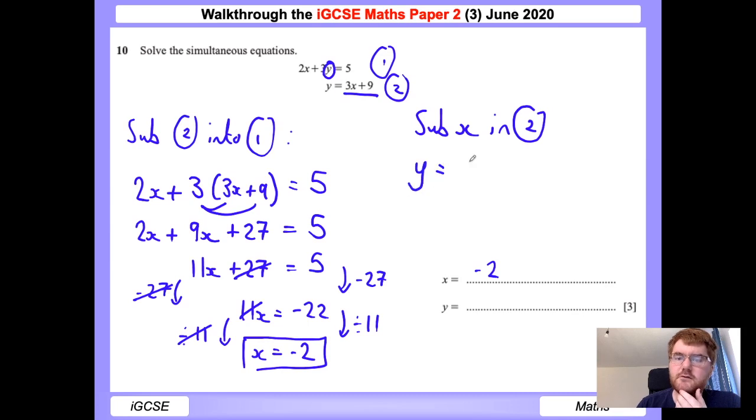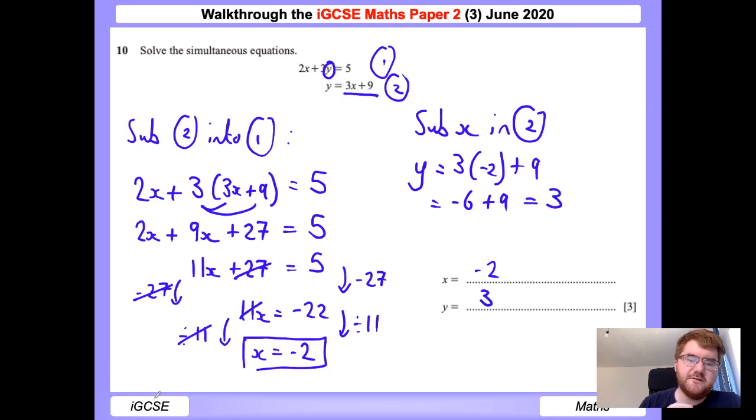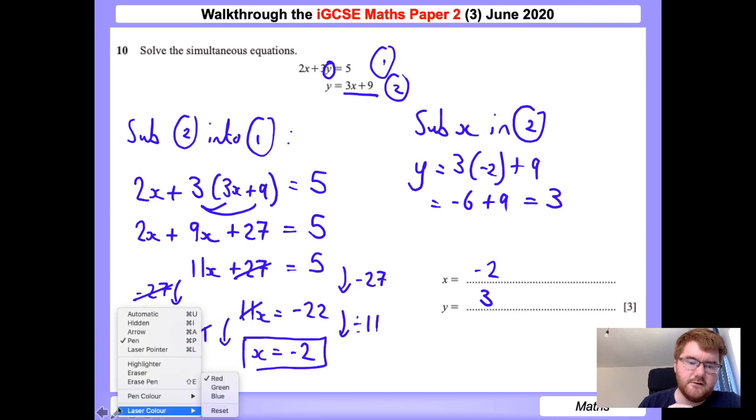So y is equal to 3 lots of minus 2. So I'm copying this equation, replacing the x with minus 2. And then we just work this out. So 3 times minus 2 is minus 6, plus the 9, and that's equal to positive 3, which gives us our answer.